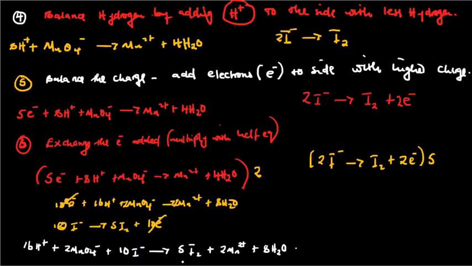How do we check? First, you can counter check how many hydrogen. This side you have 16, this side you have 16. Balanced. Oxygens, we have 8 this side. This side you have also 2 times 4, 8. Manganese 2, iodine 10, iodine 10. What about the charges? So the total charge on the left side here is 16 minus 2. It will be what? 12, right?